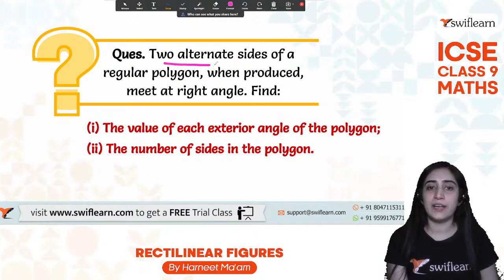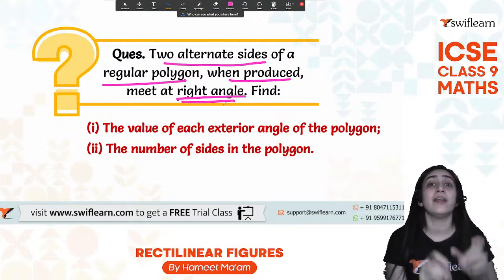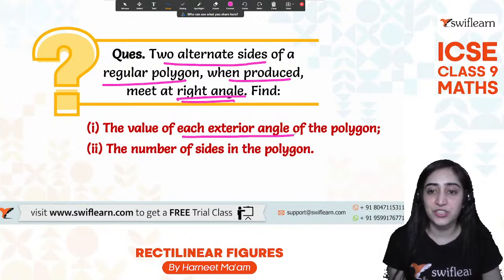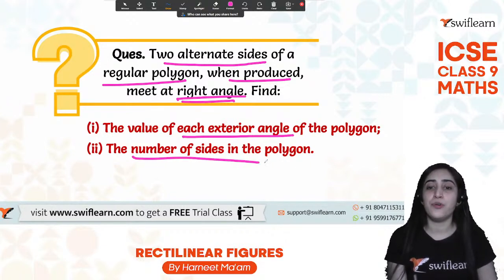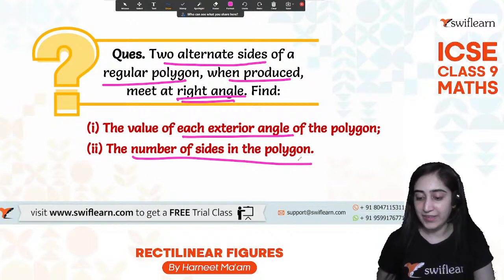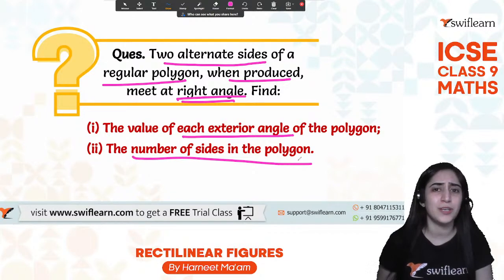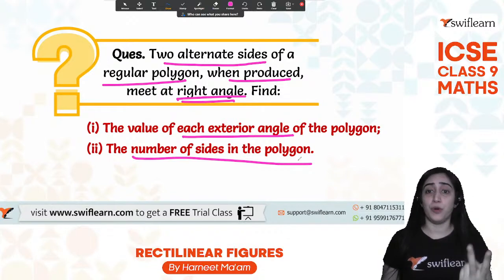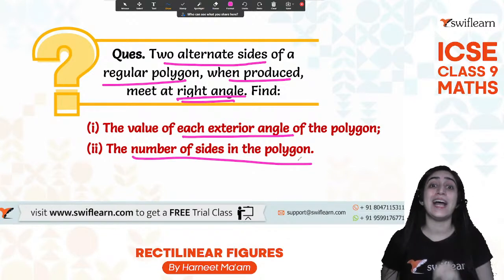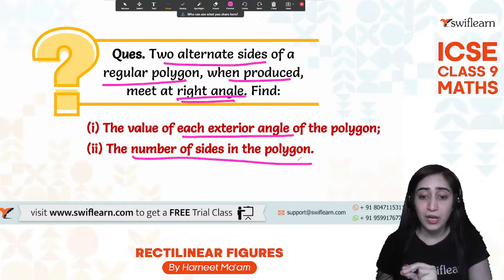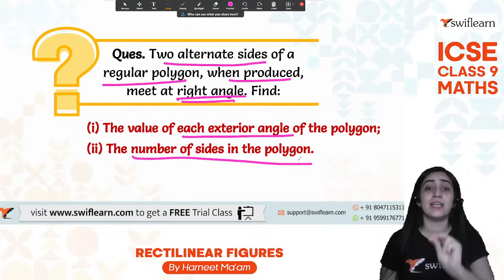It says two alternate sides of a regular polygon, when produced, meet at 90 degree, or right angle. Find the value of each exterior angle of the polygon and the number of sides of the polygon. Let's see how many of you can do this. Any glimpse or any idea how to proceed with this? Two alternate sides of a polygon are produced to meet at 90 degree. Find the value of each exterior angle of a polygon as well as the number of sides of the polygon.